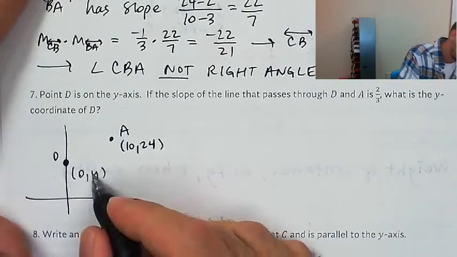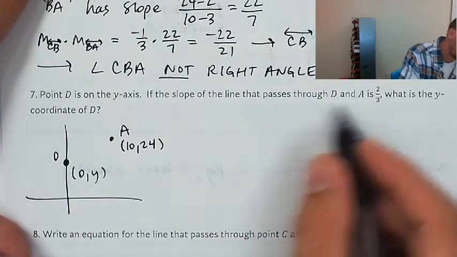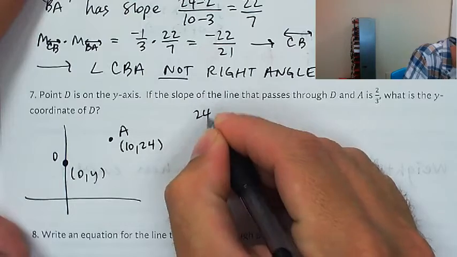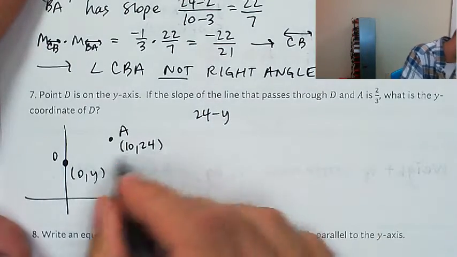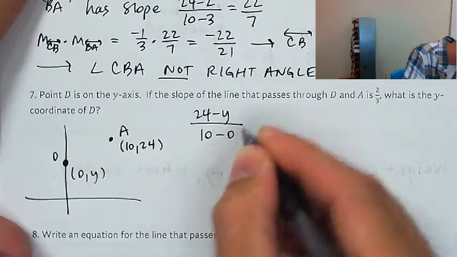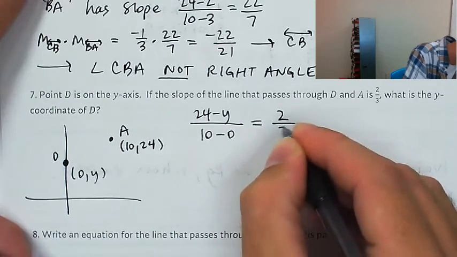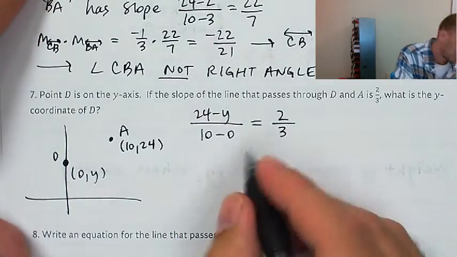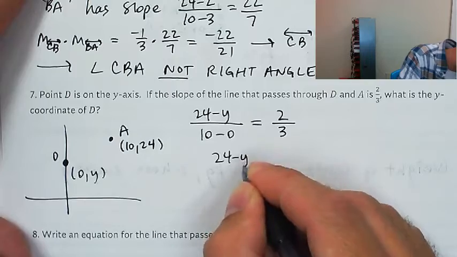So I'm going to just call it y. And I know that the slope, which I've got a formula for, is 2/3. So 24 minus y, y2 minus y1, over x2 minus x1, 10 minus 0, is equal to 2 over 3. Okay, I'm going to just rewrite this a little.